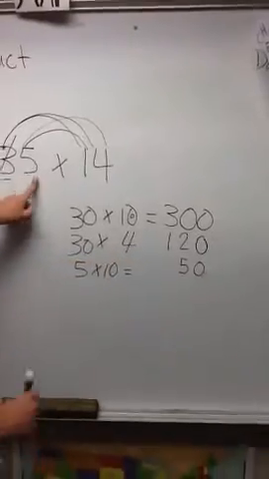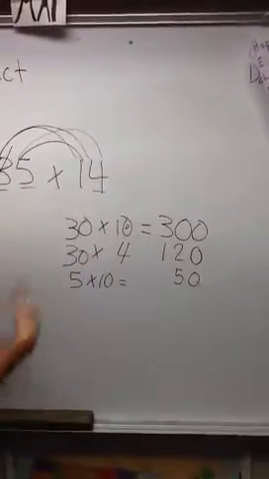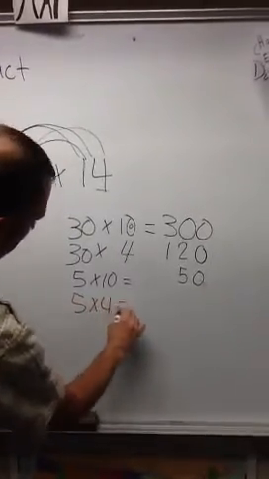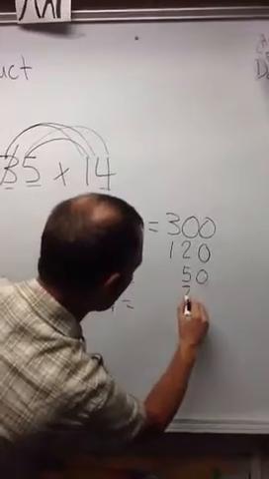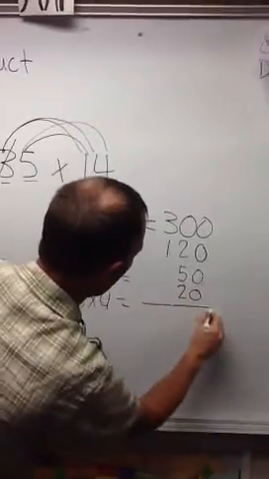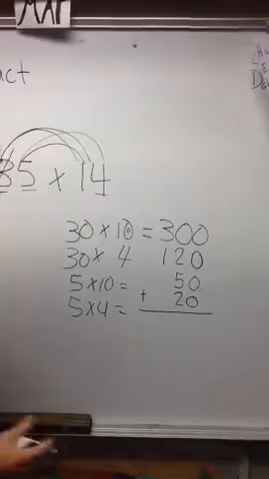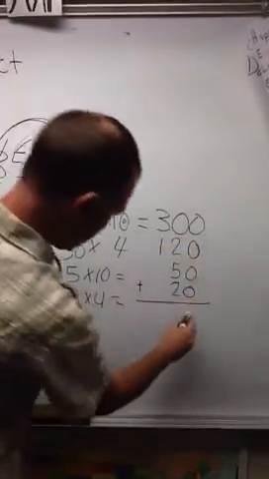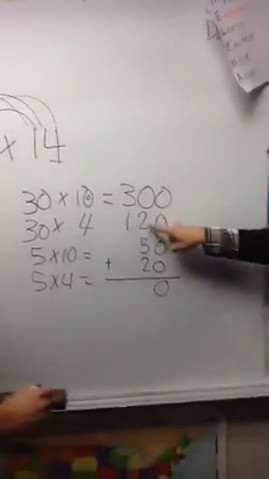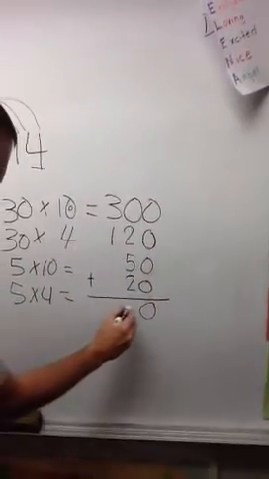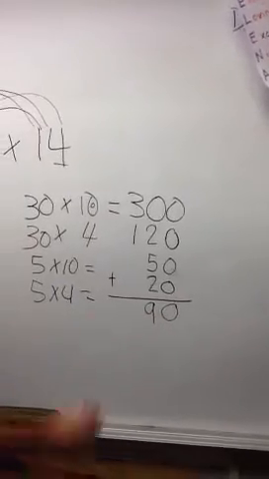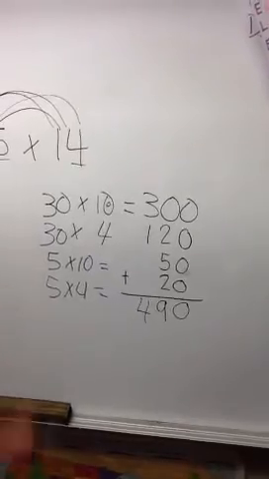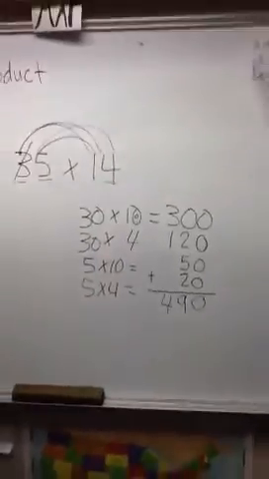Now 5 times 4, right? These are both in the ones place. Yes, 5 times 4 is 20. We'll keep everything lined up again. And we should be able to just add up our columns. 0 plus 0, 0 donuts. No donuts. Ah, that's a sad day. 7 and 2 is 9. And 3 plus 1 is 4. 490.